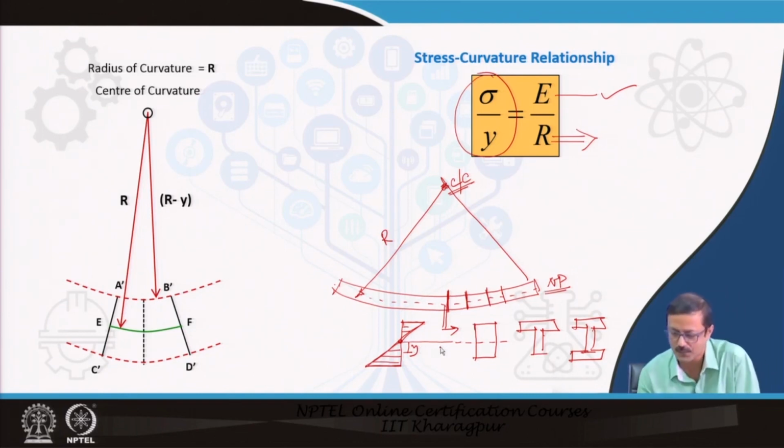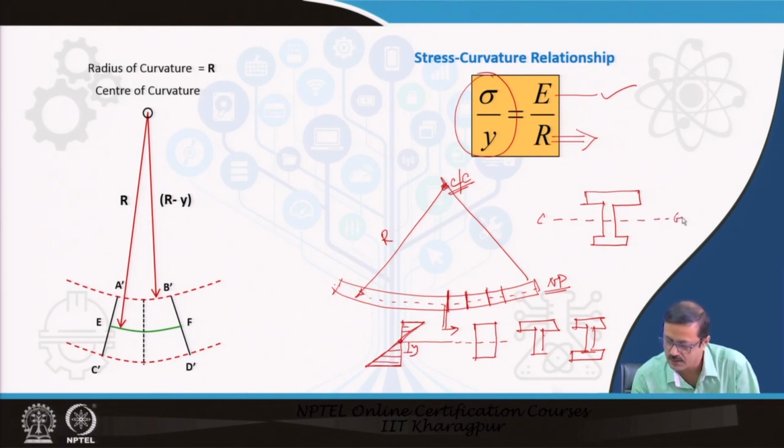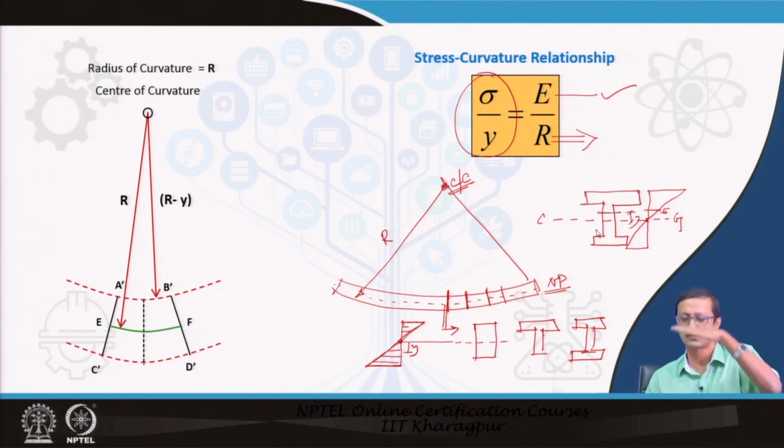Suppose there is a section like this. You know this is the CG. That is why the CG is important to find, because you have to find y from the CG. This is your CG axis. The stress will definitely be 0 here at the CG, but it is maximum at the extremes and varies like this. If you want to find the stress sigma, you need to know this y value, so you require the location of the CG. You need to know the CG, and from there you go up and down.